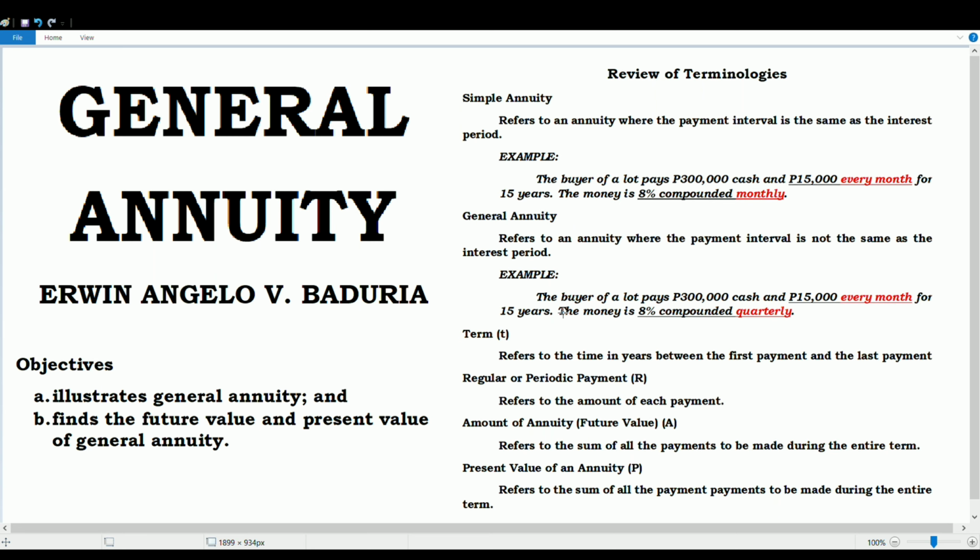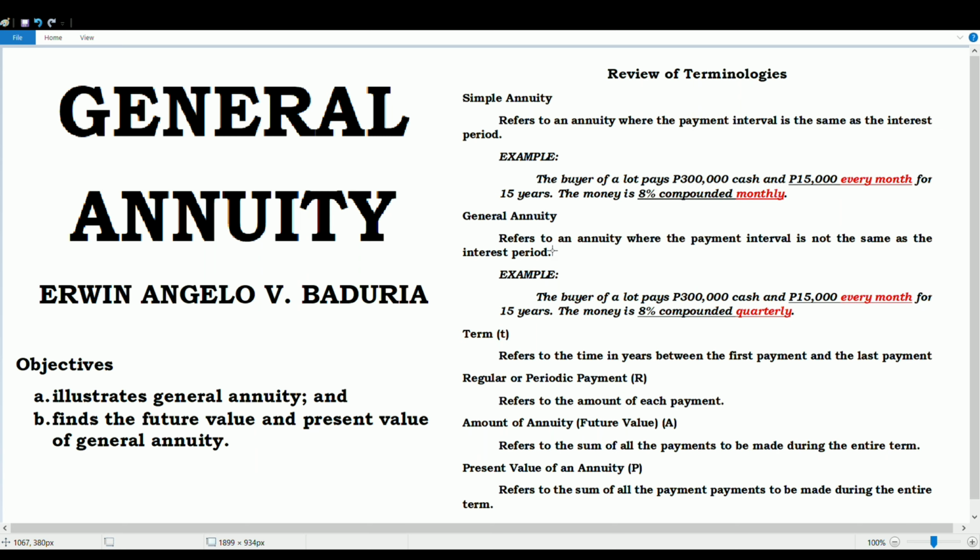The terminologies of general annuity are the same as the terminologies of simple annuity. Again, simple annuity is an annuity where the payment interval is the same as the interest period. Example below, we have 15,000 pesos every month and 8% compounded monthly for the interest rate. The regular payment and the interest rate have the same period of interval. They are both in months.